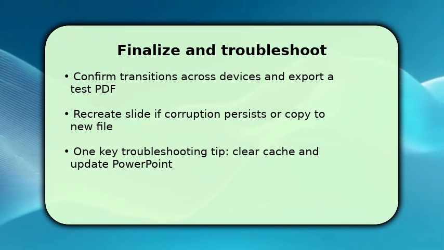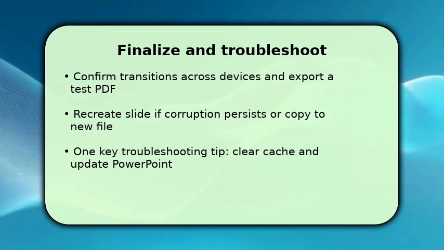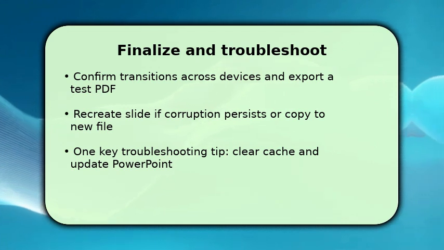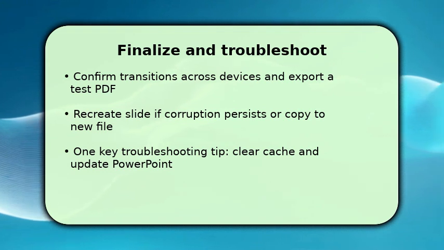To finish, apply the corrected transition to adjacent slides as needed and run the slideshow to confirm behavior across screens. If the problem persists, copy the slide content into a fresh presentation. That removes hidden corruption. Also export a test PDF or video to verify timing outside PowerPoint.